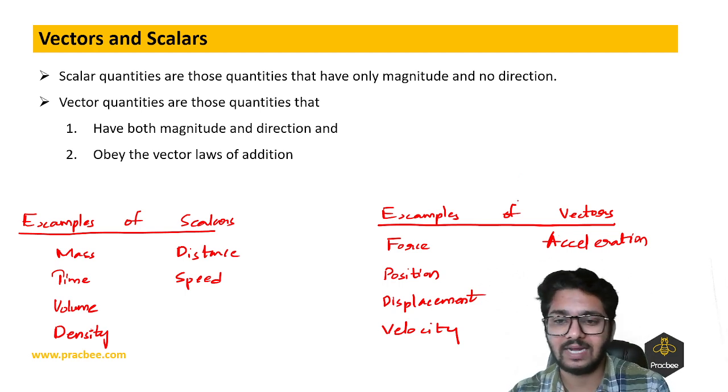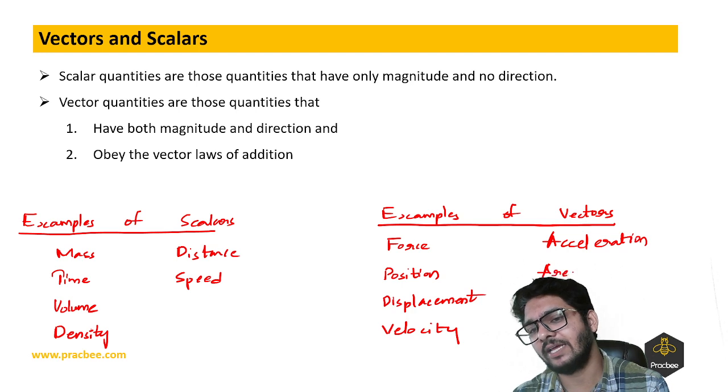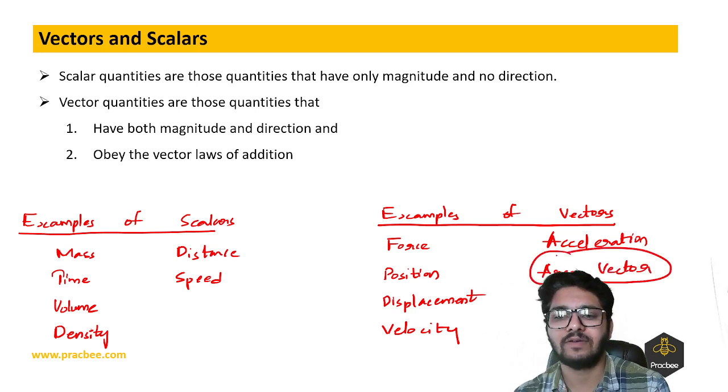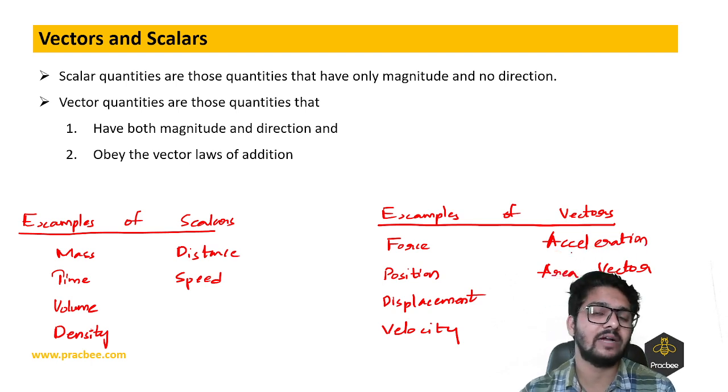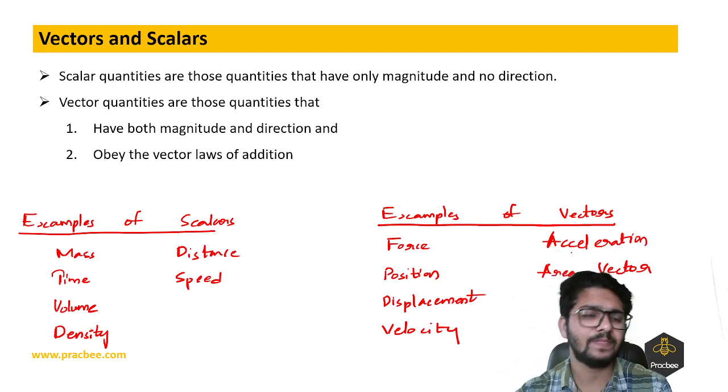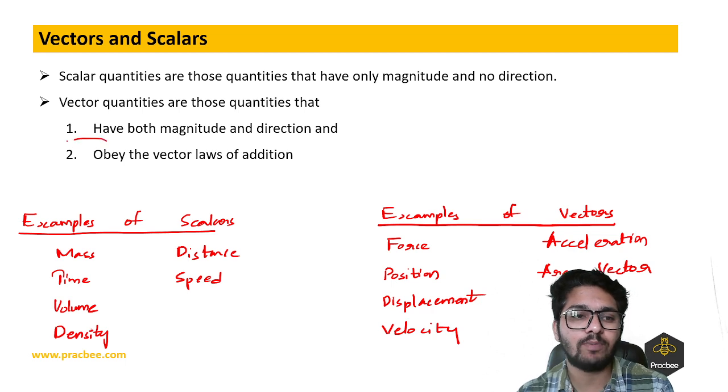I told you there is another vector called the area vector for area. I'm just mentioning it here so that you do not get confused. Going further, you will learn about what the area vector is. Simple, no? Okay.